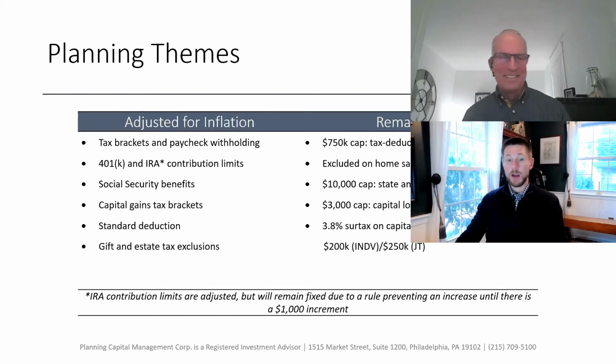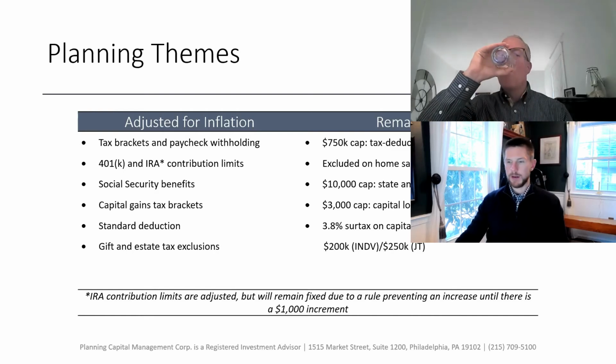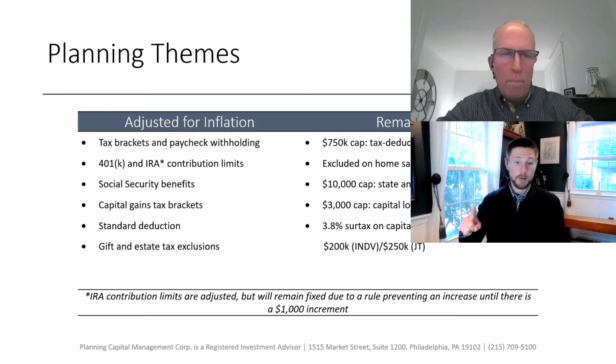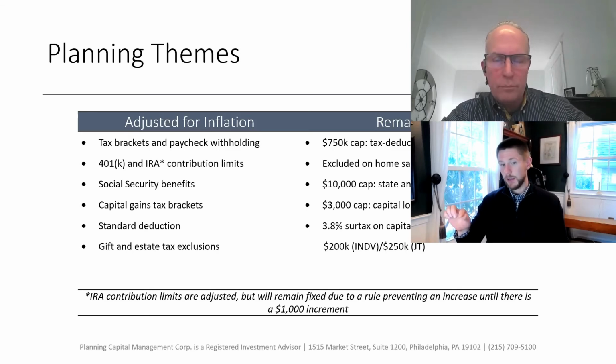Yeah, so that's the thing, it's by law. They just look at the metric and they increase it. So all of these items you see here, the standard deduction, all the tax brackets, whether it's capital gains or regular income, 401k limits, IRA limits are not changing, because the rule is that they have to go up by at least $1,000, and based on the math, they weren't going to. So they're actually the same for this year.